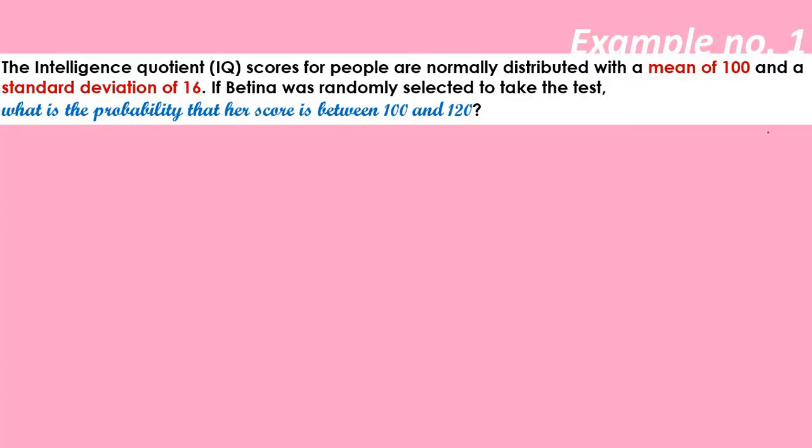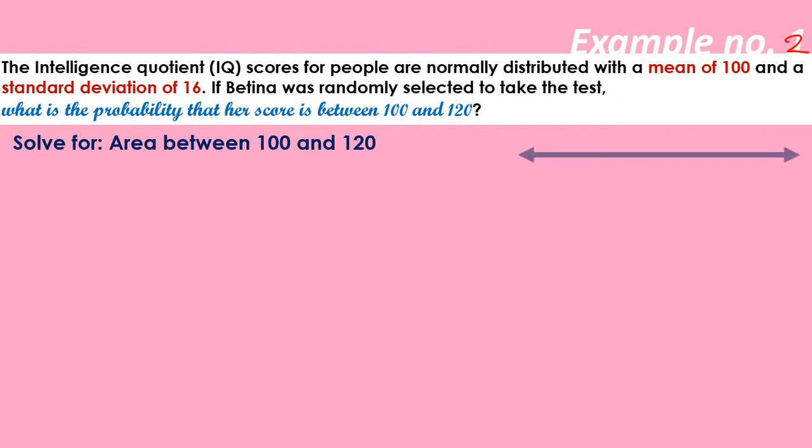For example number 2, the intelligence quotient or IQ scores for people are normally distributed with a mean of 100 and a standard deviation of 16. If Bettina was randomly selected to take the test, what is the probability that her score is between 100 and 120? We are solving here for the area between 100 and 120.